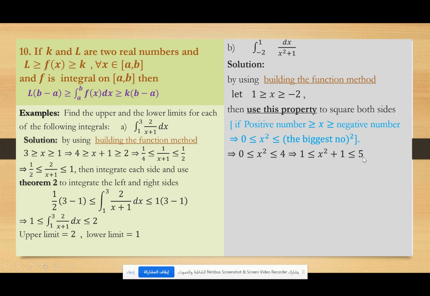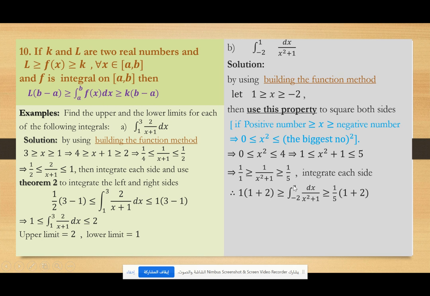Now we need to flip, and make sense when you are flipping. Flip each side: 1 over 1, 1 over x squared plus 1, and 1 over 5. And you can see that 1 is bigger than 1 over 5. Because of that, to make sense, we switch the inequality symbols, and we make this bigger and this bigger. Integrate each side now to finish your building.